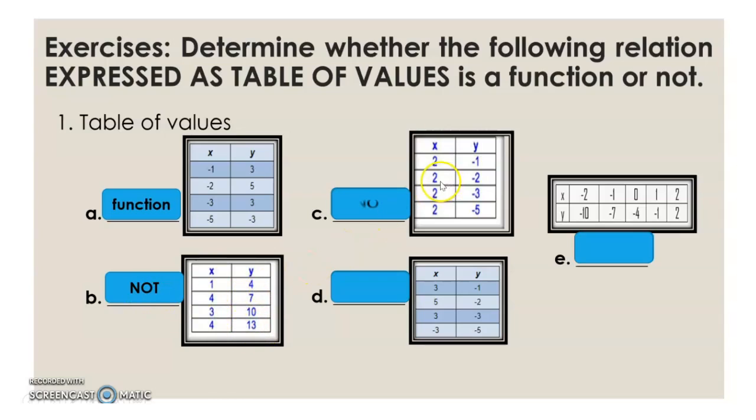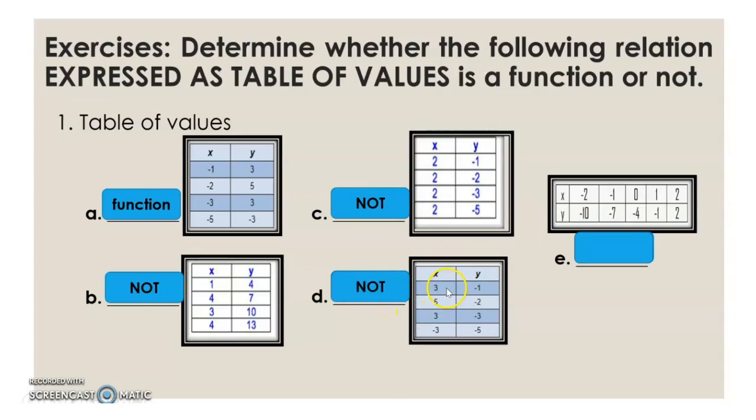The third one is also not a function. Why? Because 2 in our domain is paired with 4 different elements in the range. So yung 2, parehas yung 2, pero yung pares niya doon sa y ay magkakaiba. 4 na magkakaibang pares. So that means 2 is paired with 4 different elements in the range. Therefore, this is not a function. The fourth one is, what do you think? You're right. It is not a function.